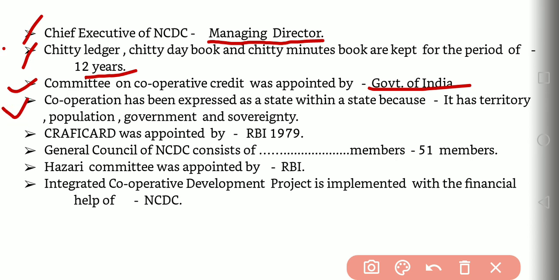Next, cooperation has been expressed as a state within a state, because the answer is it has territory, population, government and sovereignty.